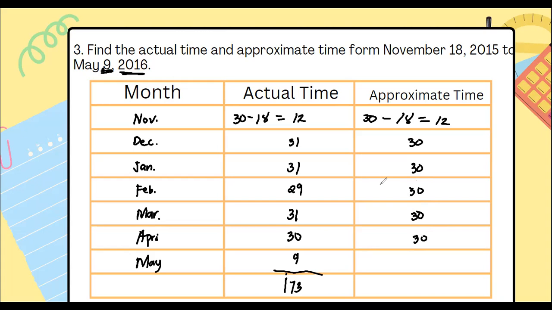Okay? Then for May, since we end on May 9, only 9 days are counted in the month of May. Then we just add: 12 plus 30 plus 30 plus 30 plus 30 plus 30, then plus 9. So the answer here is 171 days. Again, on approximate time, there are 171 days from November 18, 2015 to May 9, 2016. Okay? So that's all about determining the time period using actual time and approximate time.